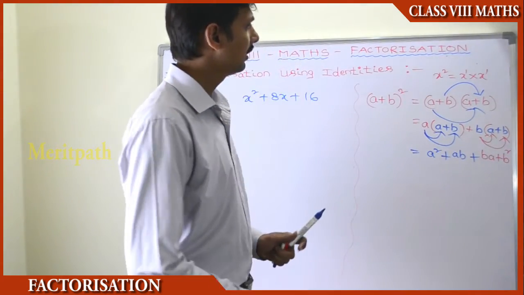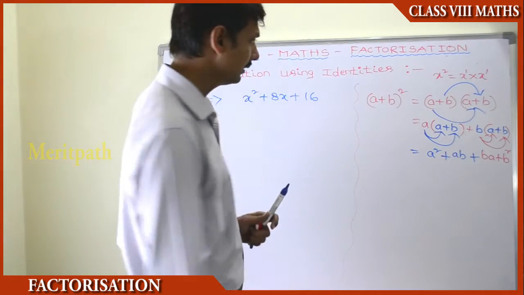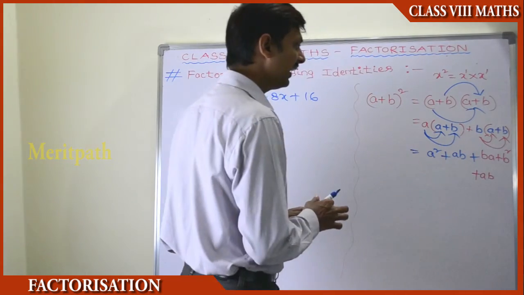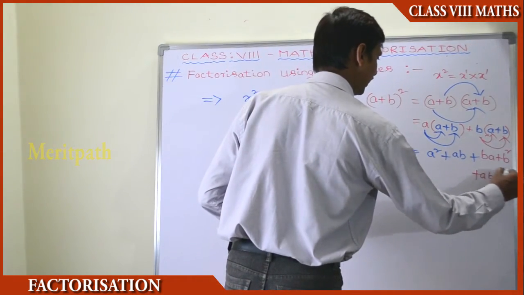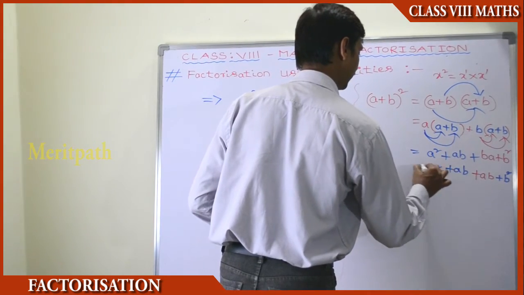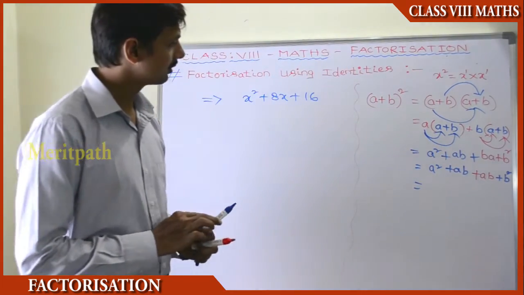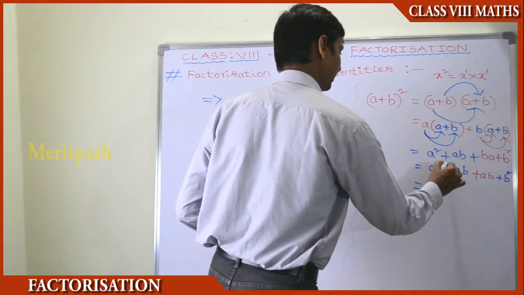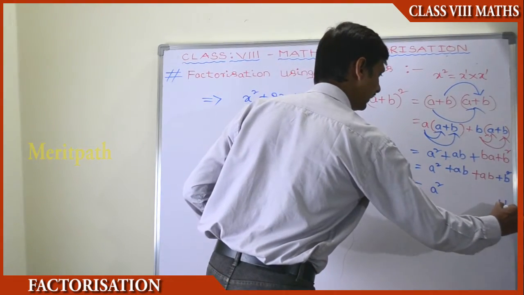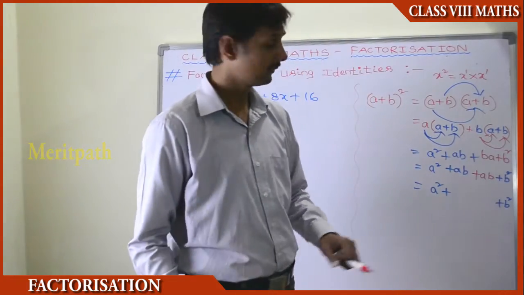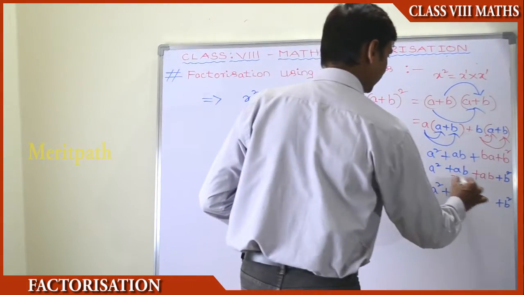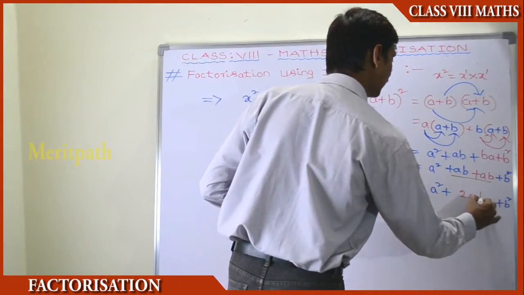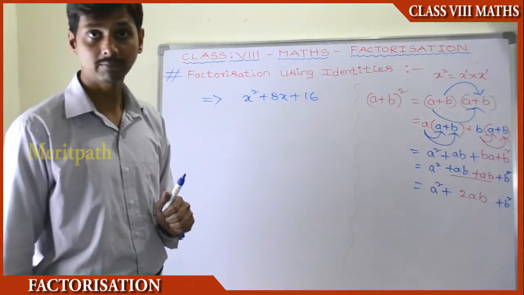Using the commutative property of multiplication, we can write ba as ab, and the remaining terms are the same. Here a square and b square are unlike terms, so we cannot do anything with these two terms. And ab and ab are like terms, so we add them and get 2ab. So a square plus 2ab plus b square.